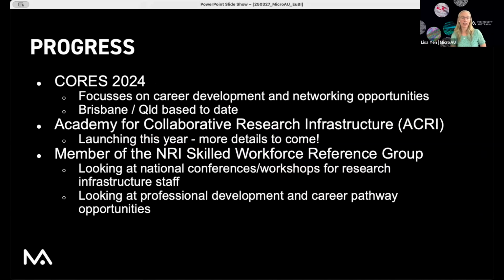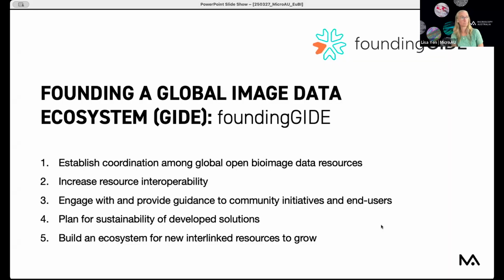There have also been some working groups set up within Australia about the skilled workforce and some of the issues, and also a new academy, a bit like a society for research infrastructure staff. Again, it's quite early days, but these are other avenues for advocacy and hopefully for progress too.